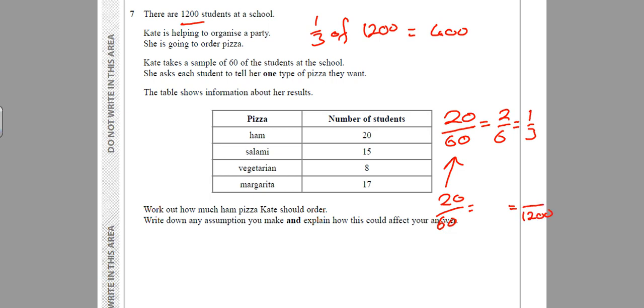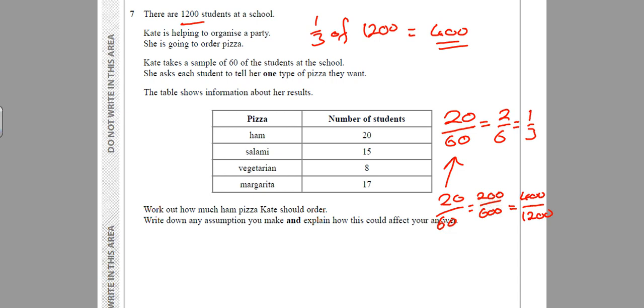So if we times the top and bottom by 10, that's going to be 200 out of 600, which is the same. If we double that, that's 400 out of 1,200. So therefore, we want to order 400 ham pizzas. Write down any assumption you make and explain how this could affect your answer.